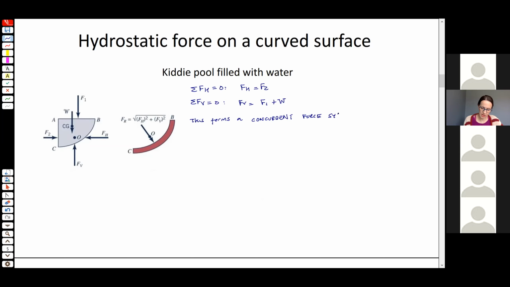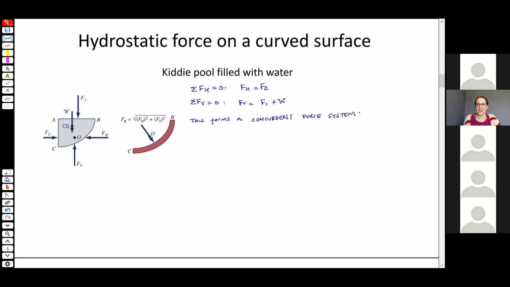And what does that mean? If you remember from statics, when you have a body in equilibrium and it's held in equilibrium by three non-parallel forces, those three forces must be concurrent. In other words, their lines of action intersect at a single point, and they must be coplanar. They must be in the same plane. That's the situation we have here. So we have a concurrent force system.